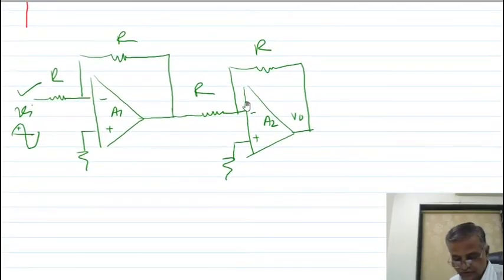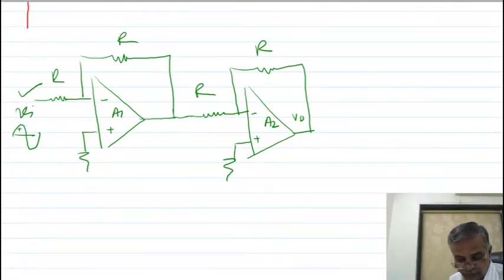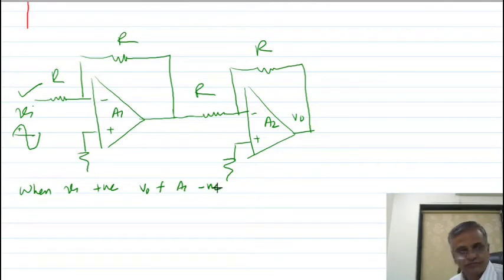So what is my output voltage? When Vi is positive, the output of A1 is negative, and the output of A2 will again be positive. This is negative, so the output will be positive. The negative is coming in here, and you will get positive because it's an inverter. If there is a positive signal, you will get negative. If you give a negative signal, you will get positive here.